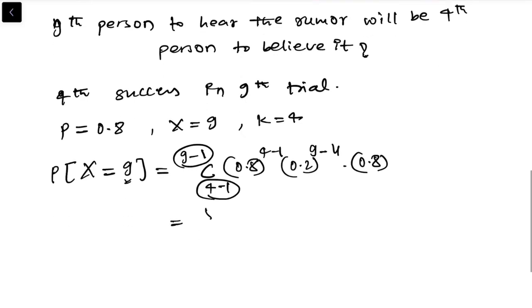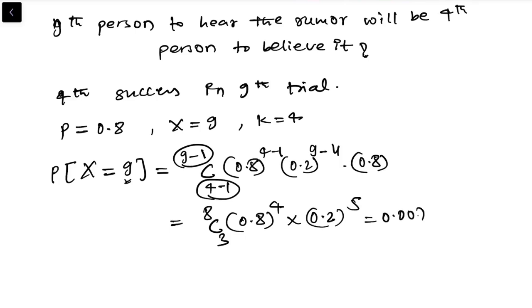So now this is 8 choose 3, 0.8 to the power 4 times 0.2 to the power 5, which is 0.00734. All right, so this is how you can solve the problem of negative binomial type 1. Now let's move on to type 2.